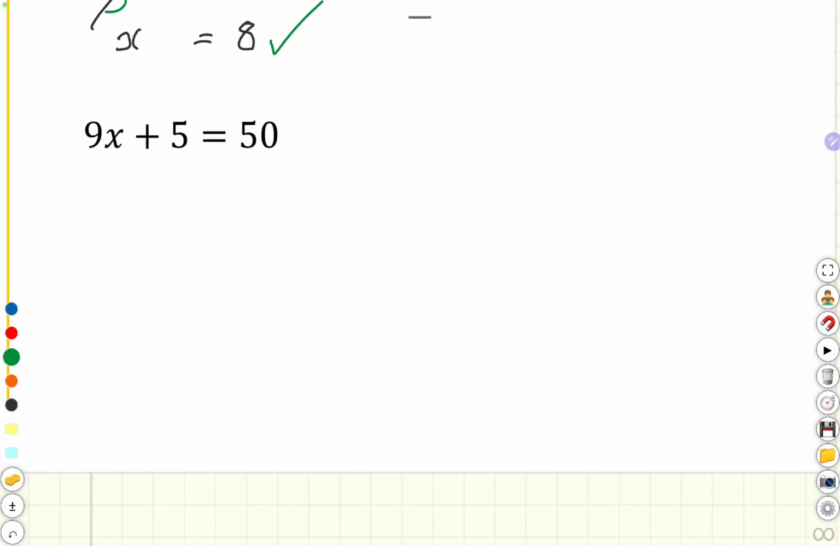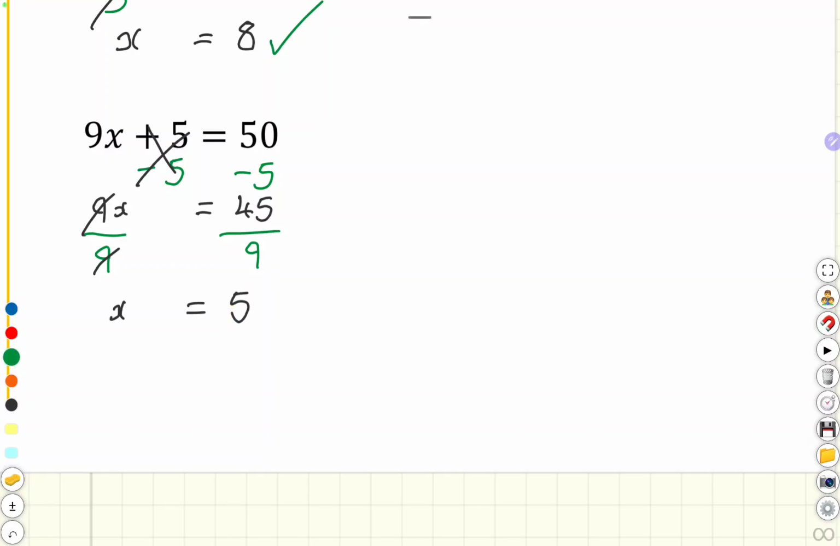Question number 2. First of all, I get rid of the 5 by taking away 5 from both sides. So that means that I'm left with 9x, plus 5 and minus 5 have gone, equals 45. Now, I just need to remove the times by 9 by dividing both sides by 9. So 9 and 9 will cancel, and I've got x equals 45 divided by 9, which is 5.